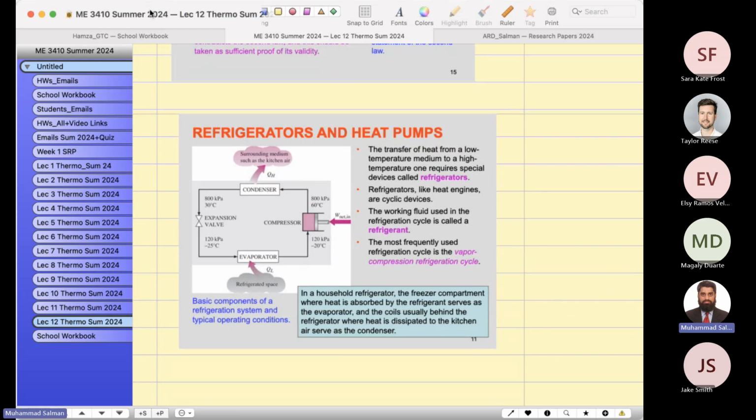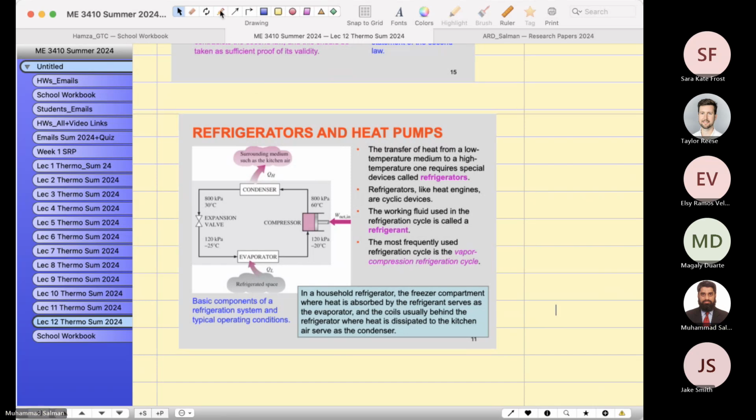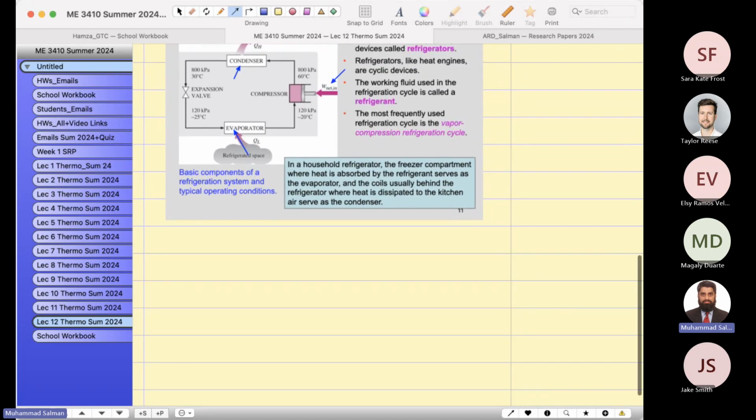So this is the schematic of the refrigerators and the heat pumps. So you must have the work input, and then there's a condenser. Heat is rejected at a high temperature in the condenser, and heat is being supplied to the evaporator at a low temperature. This is the schematic and the devices being used in the refrigerator or heat pump.